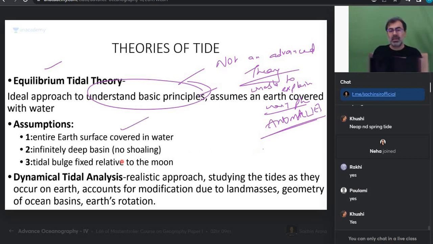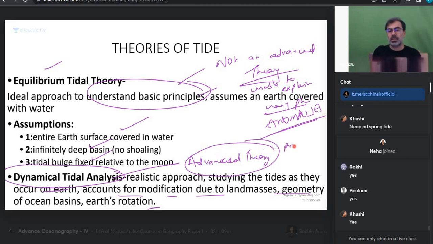First assumption is Earth is covered completely by water. And there are infinite deep oceans. And tidal bulge fixed relative to the moon. Dynamic tidal analysis, realistic approach, studying the tides as they occur on Earth, accounting for modification due to landform geometry. This is the advanced theory.